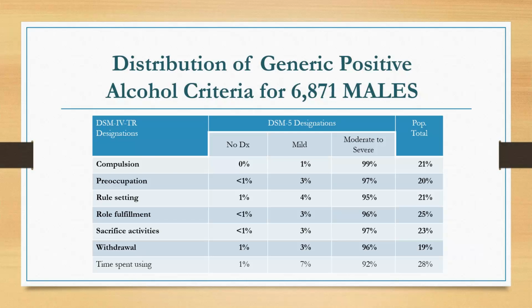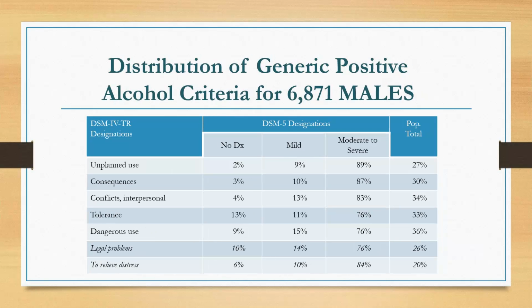The next slide will give us the rest of the criteria. And here we see the prevalence rates on the far right-hand side are much higher, but the distribution is across a broader range of diagnostic formulations. For the males, you see tolerance when positive is endorsed by, when positive, 13% of those who are positive on tolerance actually don't have a diagnosis at all. For dangerous use, it's 9%.